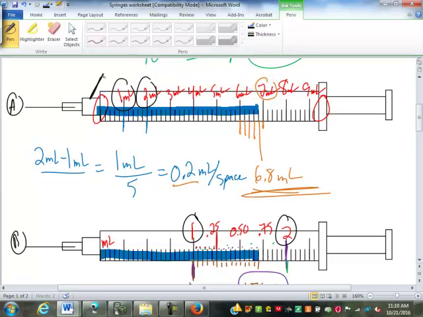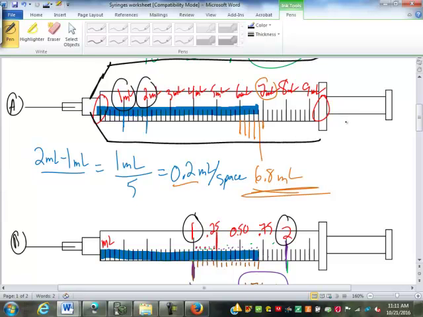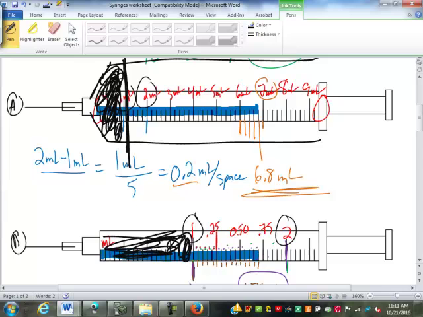A is going to be considerably larger in diameter. How do I know that? Well, because 1 milliliter of fluid in A fits into that amount of space. Whereas in B, 1 milliliter of fluid would have to go all the way to here. So the only way we can fit it into a shorter space is if that's a fatter syringe, a bigger round syringe.